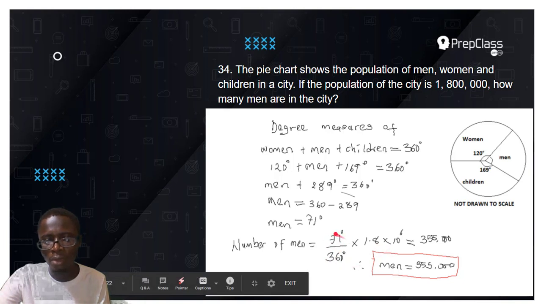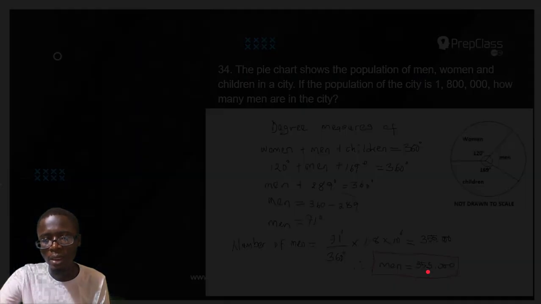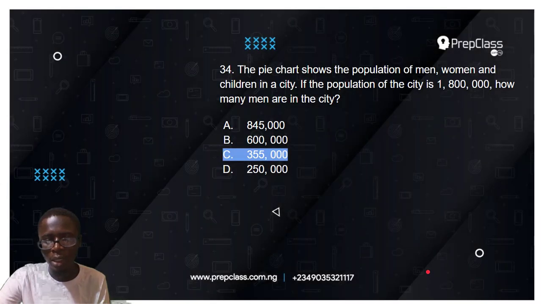So 71 degrees over 360 degrees times 1.8 million will give us 355,000 men. So there happen to be 355,000 men in that city. This is supported by option C.